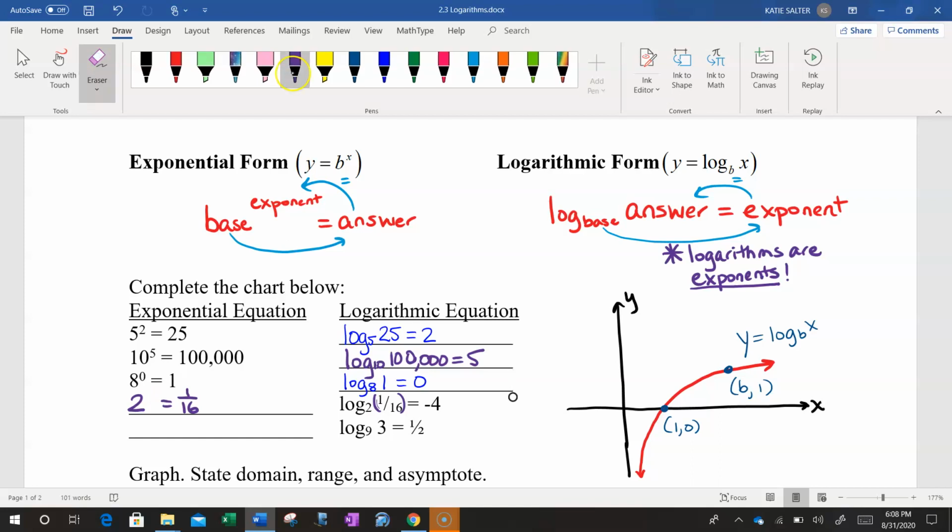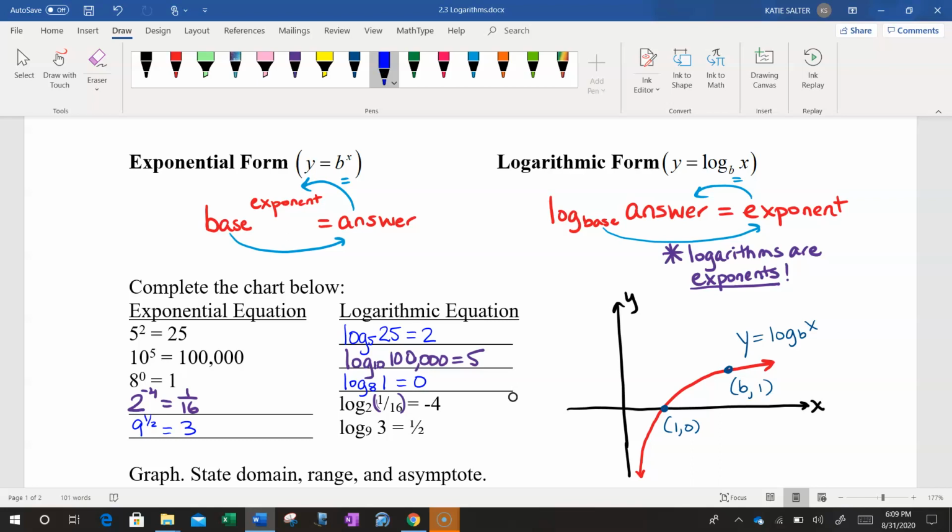If you raise 2 to the -4 power, it becomes 1 over 16 because you do the reciprocal of 1 over 2 to the 4th, and 2 to the 4th is 16. So looking at the next one, our base is 9, our exponent is 1/2, equals our answer, which is 3. That is also correct because 9 to the 1/2 is the same thing as saying the square root of 9, which is 3.